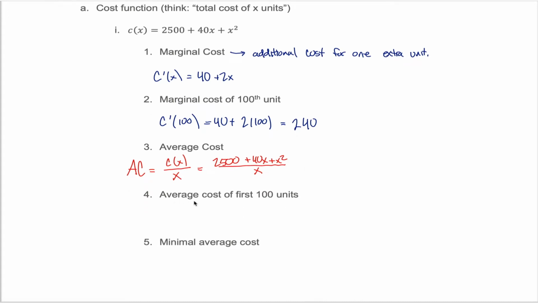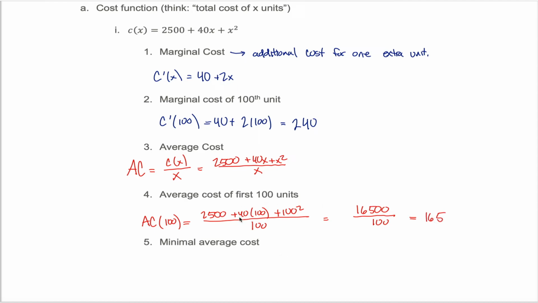I might be asked a question like, what is the average cost of the first 100 units? Well, that's just evaluating this function, AC of x, at the point 100. AC of 100 would be 2,500 plus 40 times 100 plus 100 squared, and then divided by 100. Let's see, this is 4,000 and this is 10,000, so that's 14,000. I think I get 16,500 up in the numerator, and I got 100 in the denominator, so it looks like I get 165 as my average cost per unit for the first 100 units.